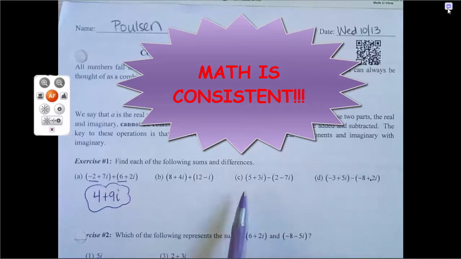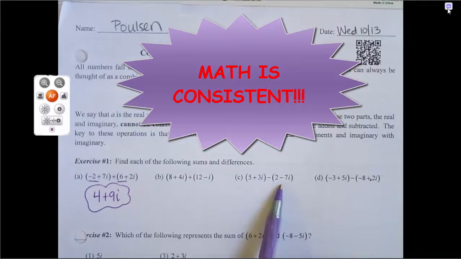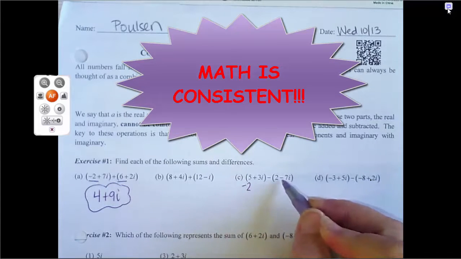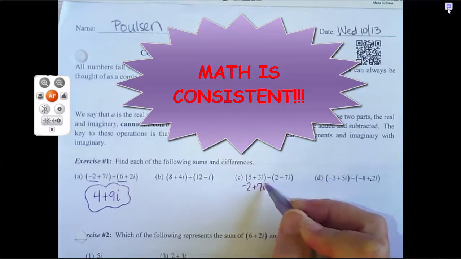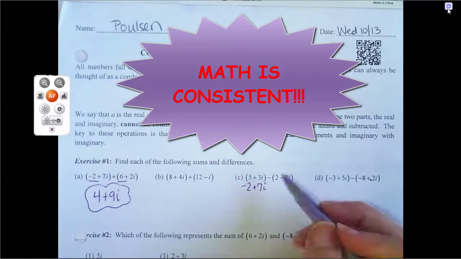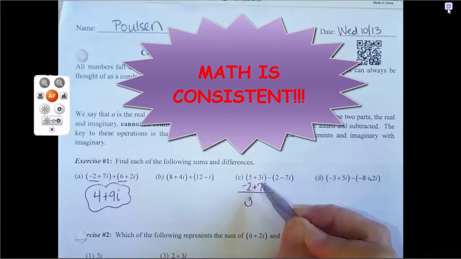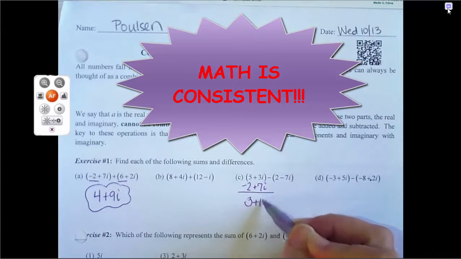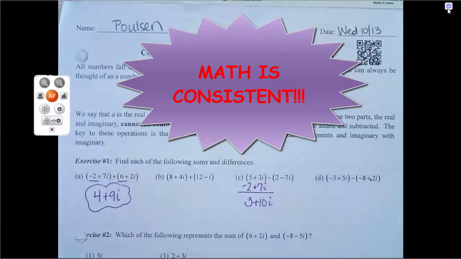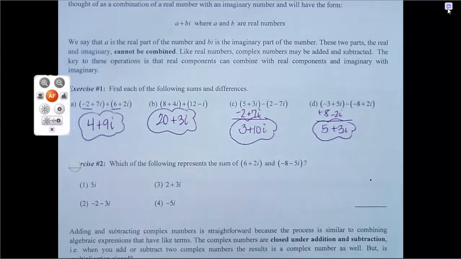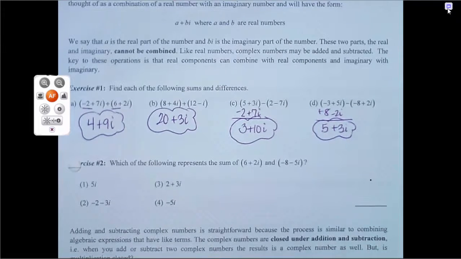So if we skip to part C together, we're subtracting. Keep in mind that's subtracting everything. You may want to rewrite these, switching the signs. So I'm going to rewrite positive 2 as -2 and -7i as positive 7i so that I don't forget to do that. Then again, I combine my like terms. 5 minus 2 is 3. 3i plus 7i is positive 10i. Try B and D on your own. You can also try exercise 2 on your own. It's just a multiple choice with sum.